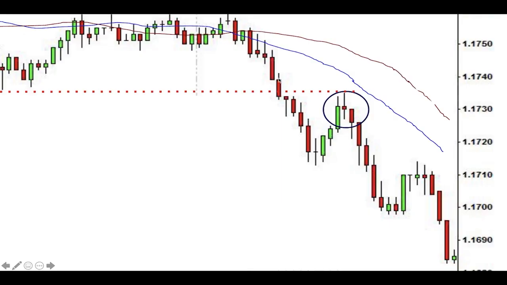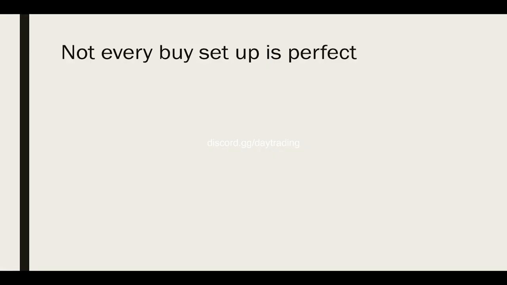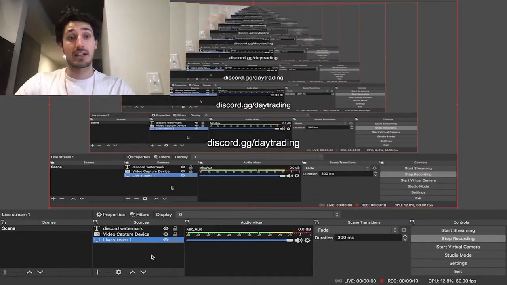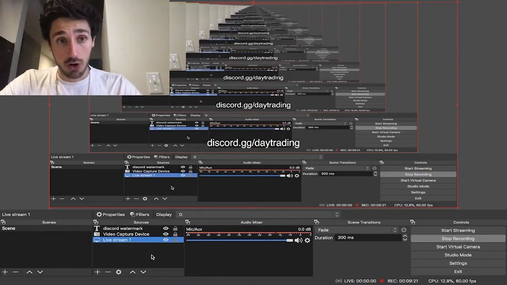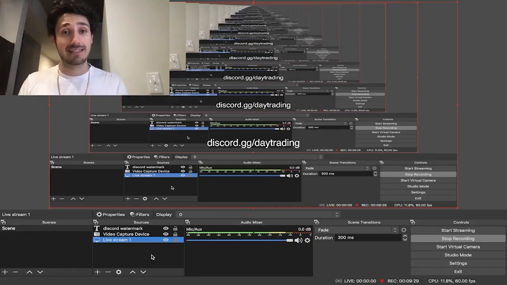So you guys know all the requirements. And something I want to emphasize, just like I did with the buy setup class, is make sure there's an established downtrend. Okay, don't trade the sell setup if you have an uptrend. Don't trade the sell setup if the charts are looking bullish. If the charts are showing buying pressure.